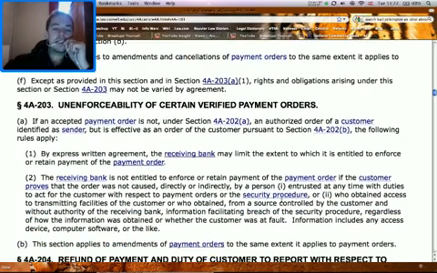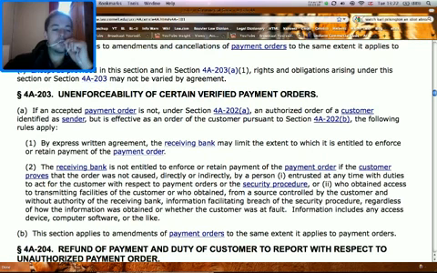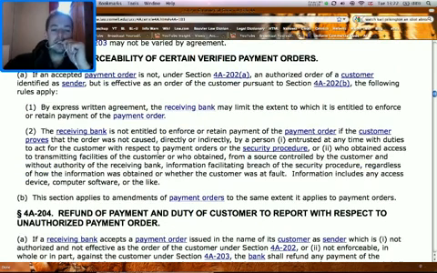4A-203, unenforceability of certain verified payment orders. If an accepted payment order is not under section 4A-202 an authorized order of a customer identified as sender, but is effective as an order of the customer pursuant to section 4A-202, the following rules apply. 1. By express written agreement, the receiving bank may limit the extent to which it is entitled to enforce or retain payment of the payment order.